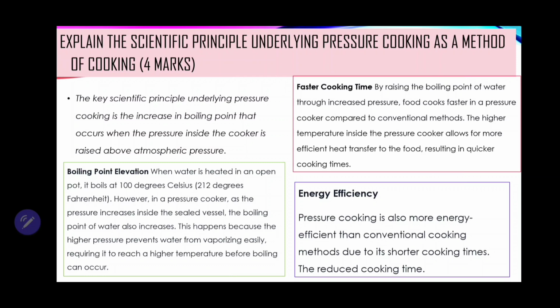Now, along with boiling point elevation, there's also faster cooking time. Now, by raising the boiling point of water through increased pressure, food cooks faster in a pressure cooker compared to conventional methods. The higher temperature inside the pressure cooker allows for more efficient heat transfer of food, resulting in a quicker cooking time. Also, energy efficiency. Pressure cooking is also more energy efficient than conventional cooking methods due to its shorter cooking times, right?